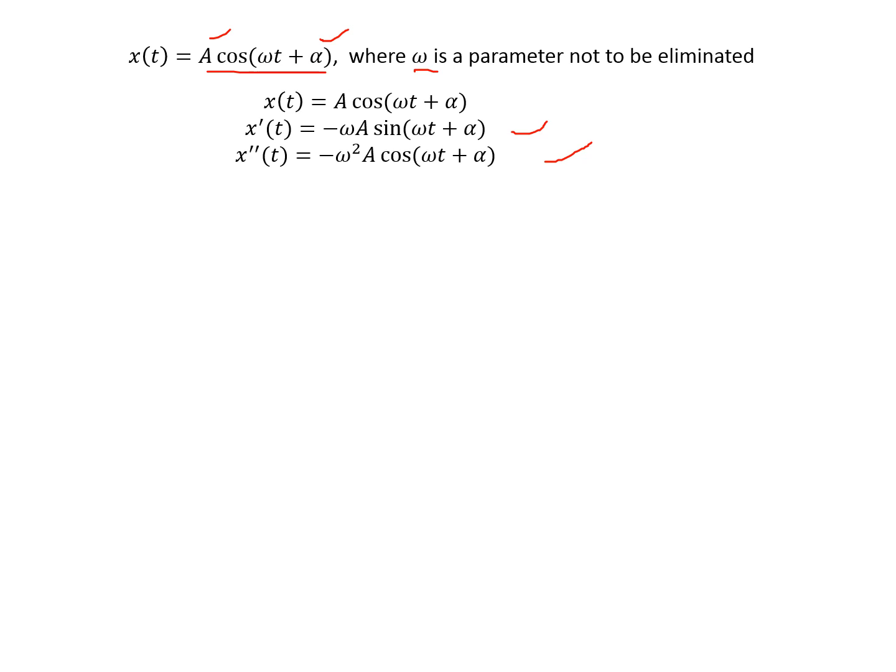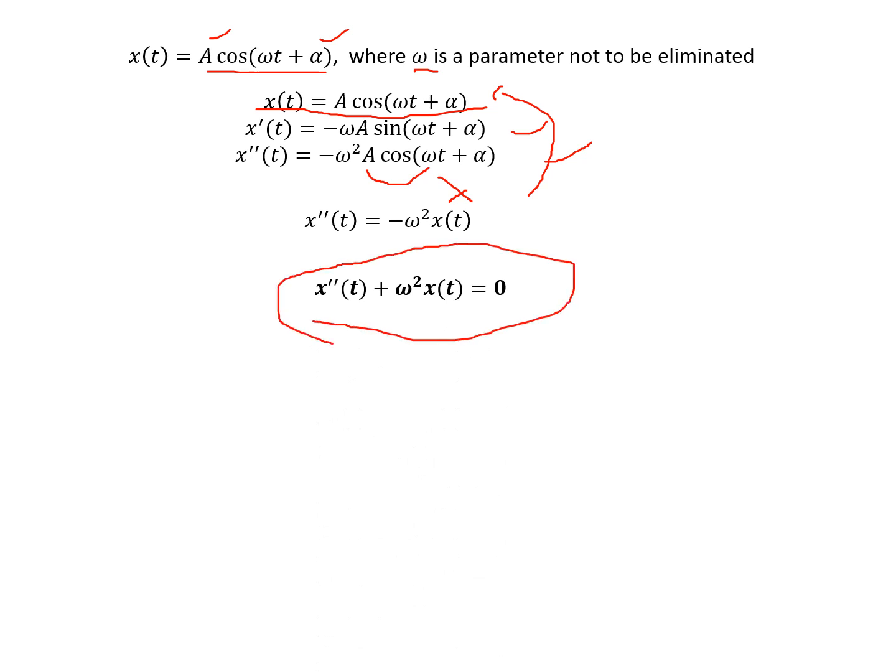If you notice, this a cosine(omega t + alpha) is equal to x from there. So observe like that. That means that a will already be eliminated, and we have a final answer: x double prime of t is negative omega squared x of t. Now this is a linear differential equation, second order and first degree.